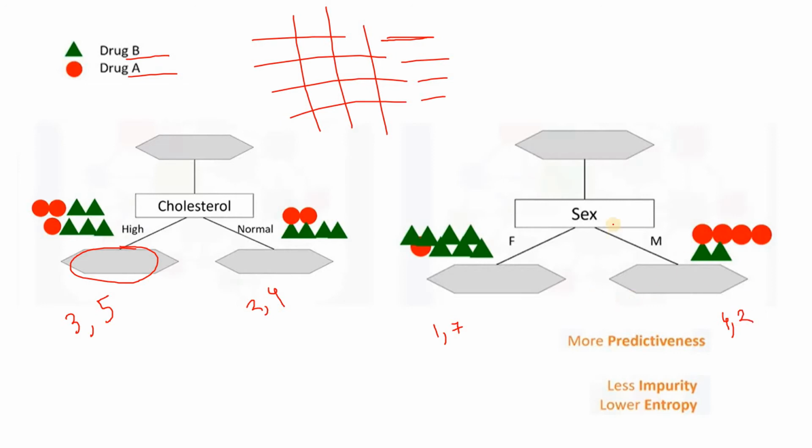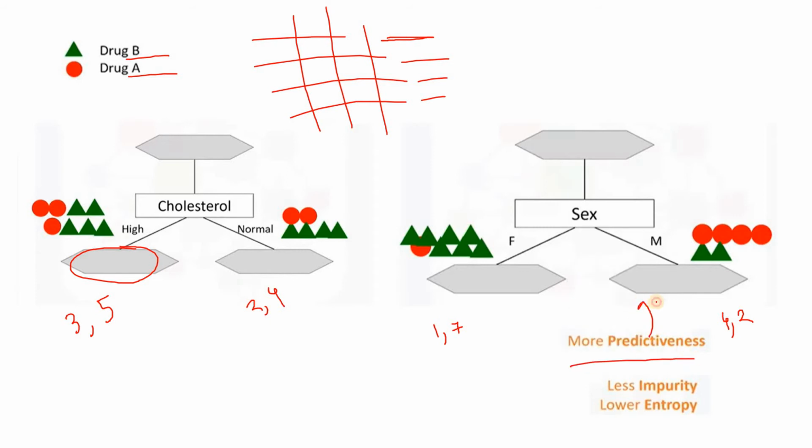You can see that when you are splitting based on this particular input feature, sex, whether male or female, that time the node is more pure. We can make predictions based on this particular splitting in a more accurate way. We can say that if the person is female, then there is more probability that drug B will work. If the person is male, then there is more probability that drug A will work. So more predictiveness, which is basically the target of machine learning, is present here.